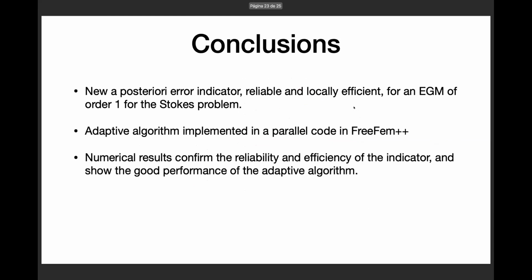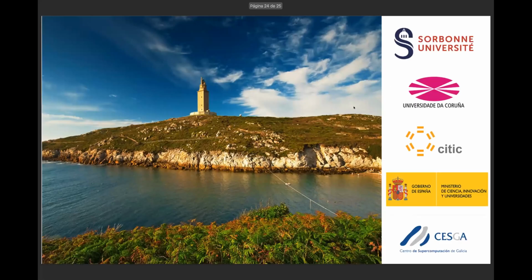So, to conclude, we have a new a posteriori error indicator, which is reliable and locally efficient for an enriched Galerkin method of order 1 for the Stokes problem. We implemented the adaptive algorithm in a parallel code with M++, and the numerical results confirm the reliability and efficiency of the indicator and the good performance of the adaptive algorithm. So that's all. Thank you very much for your attention.